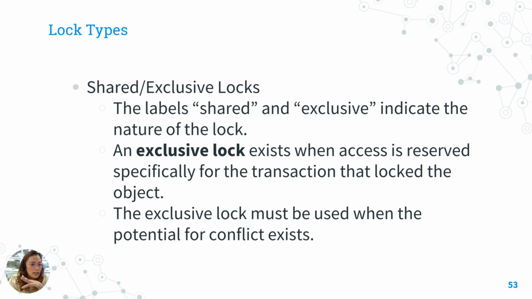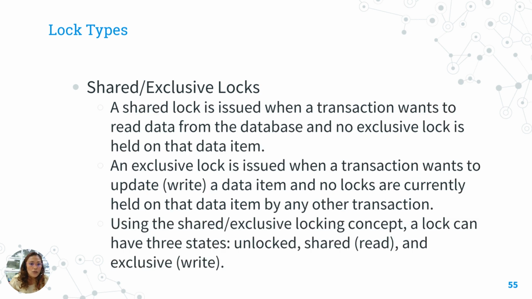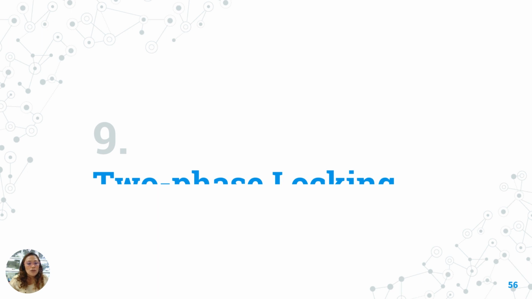In case transaction 1 would like to update data A, it can also request an exclusive lock on data A. Once done, again the exclusive lock will be released. So that's what we call the shared or exclusive lock. Okay, so we have two types, and we also have what we call two-phase locking.